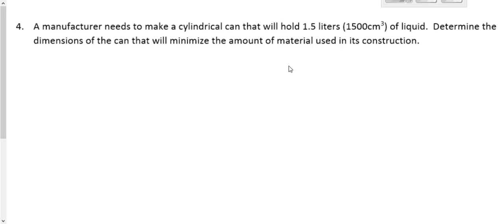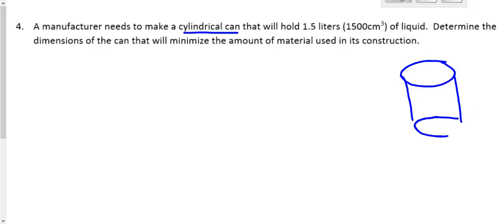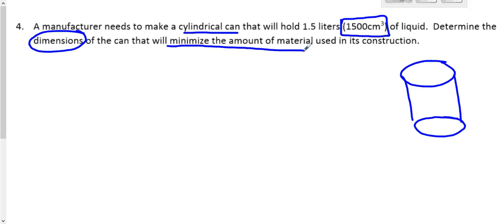Okay, let's look at number 4. Number 4 is very much like a problem that we've already solved in the notes, but we'll go ahead and do it anyways. The problem says that a manufacturer needs to make a cylindrical can. So we're going to have a cylinder, circle on the top, height, circle on the bottom, that will hold 1.5 liters or 1,500 cubic centimeters of liquid. We don't know what the liquid is, it doesn't matter. Determine the dimensions of the can that will minimize the amount of material used.